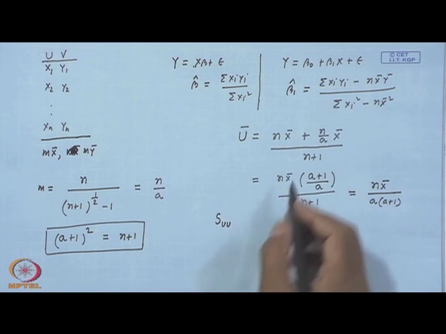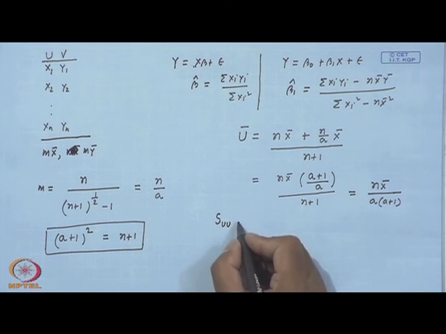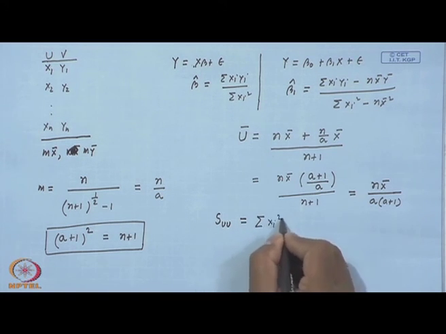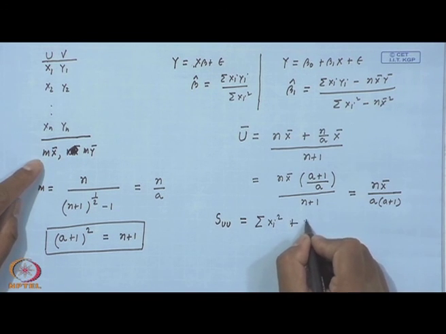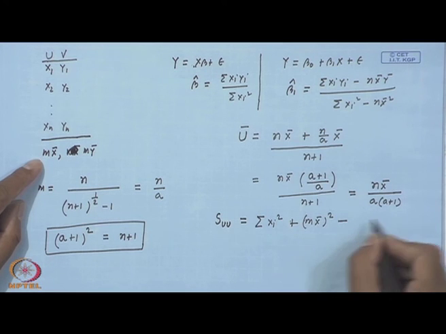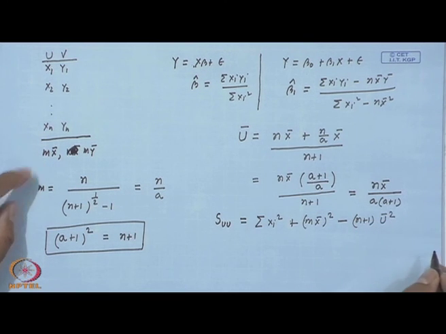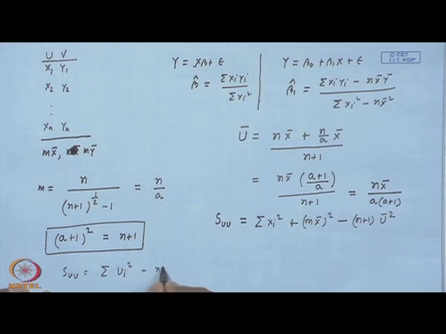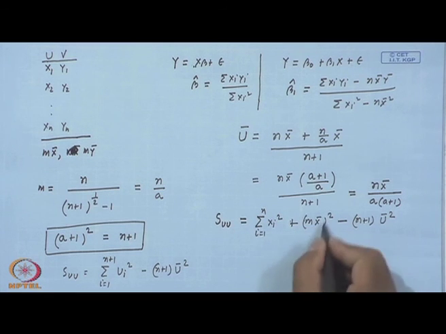Now let me compute S u u. You know what S x x is. So, S u u is equal to summation x_i square plus the new data m x bar square minus n plus 1 u bar square, right, because S u u is nothing but summation u_i square minus n plus 1 u bar square, and here i is from 1 to n plus 1. That is what I wrote here, where i is from 1 to n, and then this is the n plus 1th data.